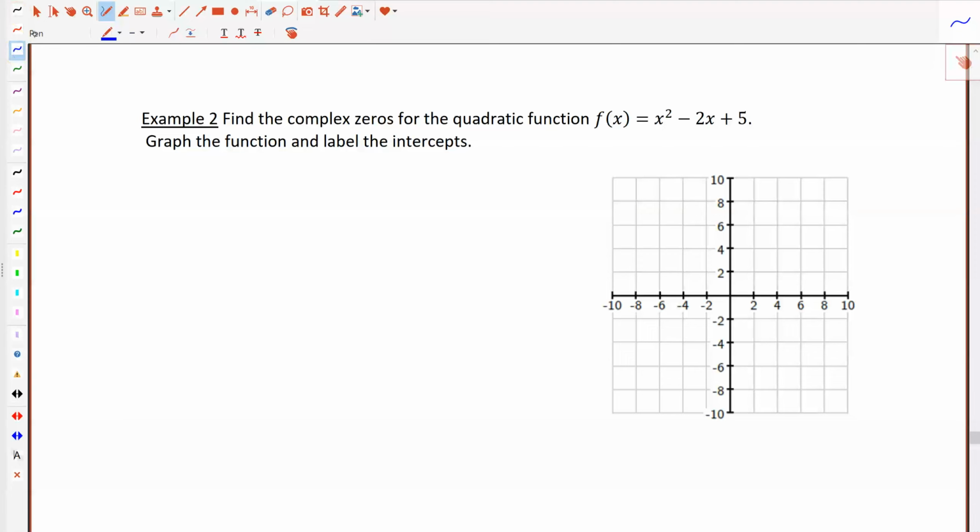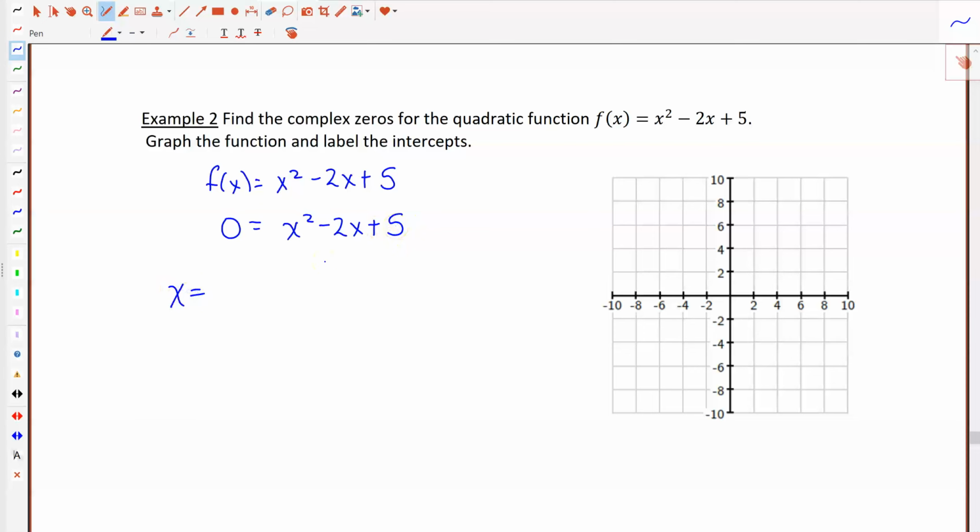Alright, so the first thing for this then is we're going to find the zeros. For my function, f of x is equal to x squared minus 2x plus 5, we're going to set the function, the output, equal to 0, and we're going to try to find the x values that make this true. Now looking at this, it is not going to factor nicely, so we'll just use the quadratic formula.